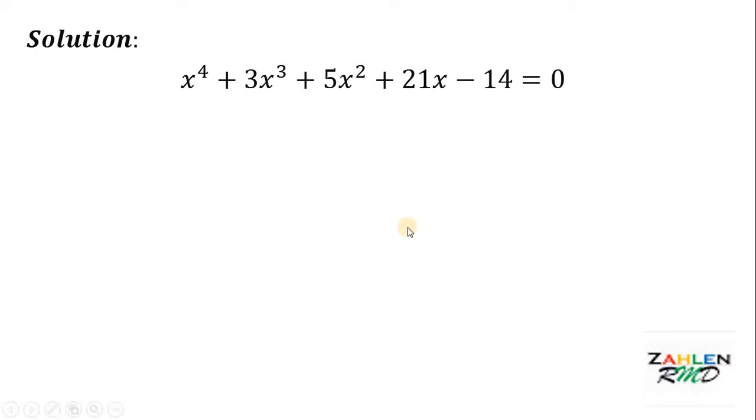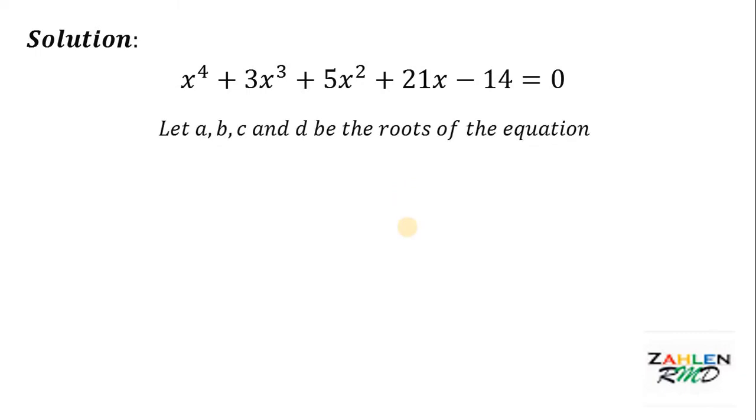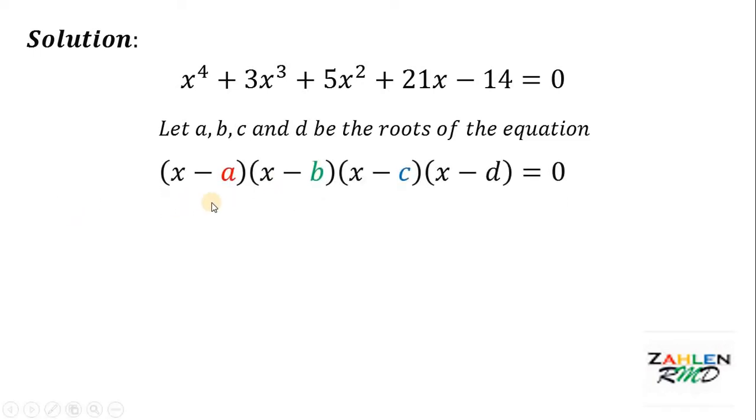Our goal in this question is to find the product of all real roots of this equation. So no need to find out what are those roots. Our goal is just the product of all real roots. So first thing is to let a, b, c, d be the roots of this equation. Therefore, we can represent this equation as follows. We have x minus a times x minus b times x minus c times x minus d equals 0.